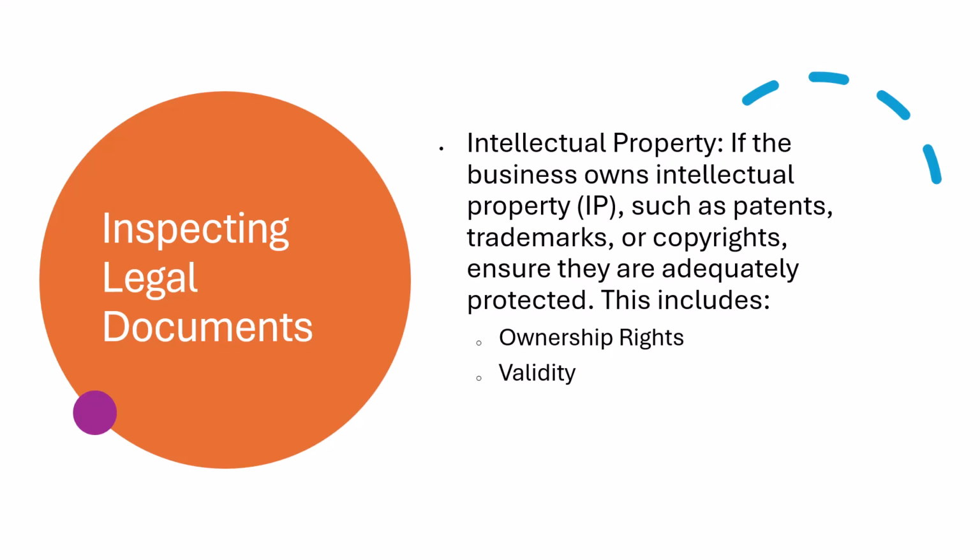If the business owns intellectual property, known as IP, such as patents, trademarks, or copyrights, you want to ensure these are adequately protected. This is going to include ownership rights and validity. With the ownership rights, you want to verify the business has clear ownership of all IP that they say they do, and that no disputes exist over ownership. And validity, ensure that the patents and trademarks are still valid and enforceable.